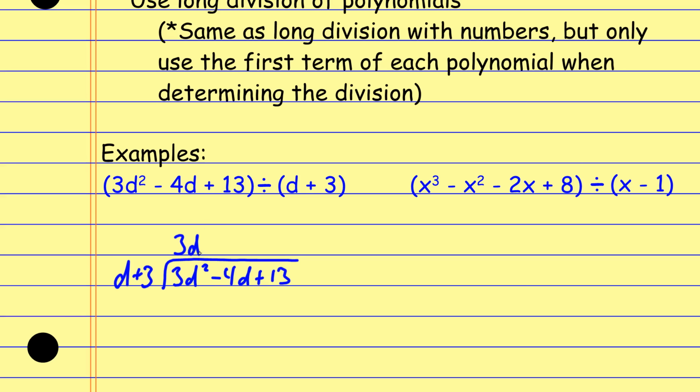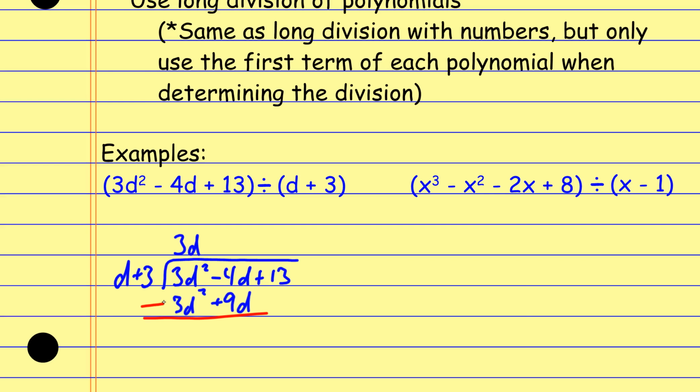And now I do the same thing that I would normally do. I multiply. I take what's up here times what's out front, and I write it underneath here so that I can subtract and find my remainder. And just be careful. If I want to do 3d times d plus 3, I have to use my distributive property, and it gives me a 3d squared plus 9d. And now I want to subtract. And be careful when I subtract here, I'm subtracting this whole thing. So I'm doing 3d squared minus 3d squared, and then I'm doing negative 4d minus 9d.